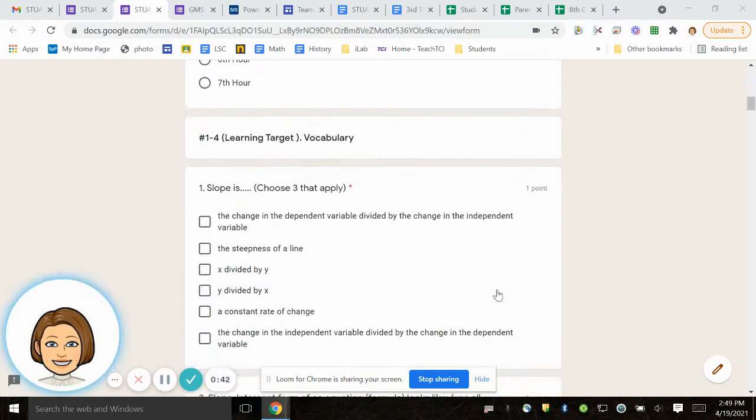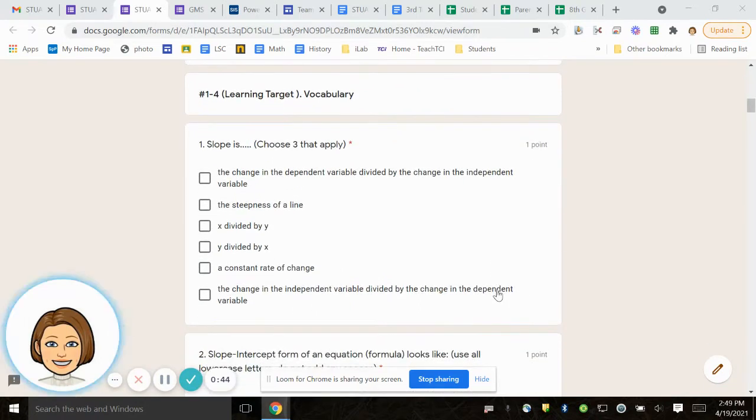Number 1, you're going to choose 3. Slope is the change in the dependent variable divided by the change in the independent variable, the steepness of a line, x divided by y, y divided by x, a constant rate of change, the change in the independent variable divided by the change in the dependent variable. Again, you're selecting 3.